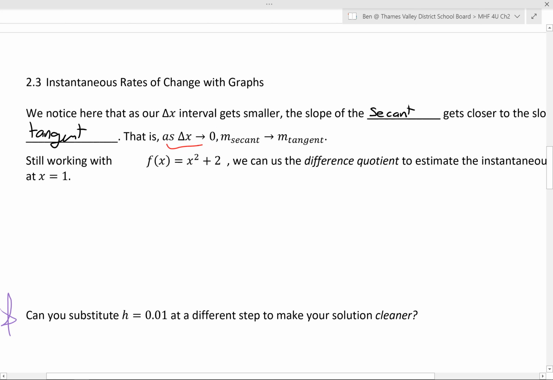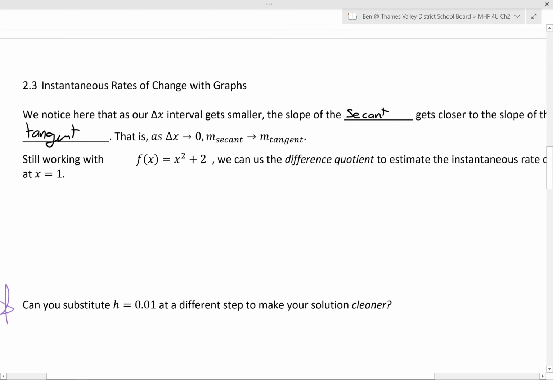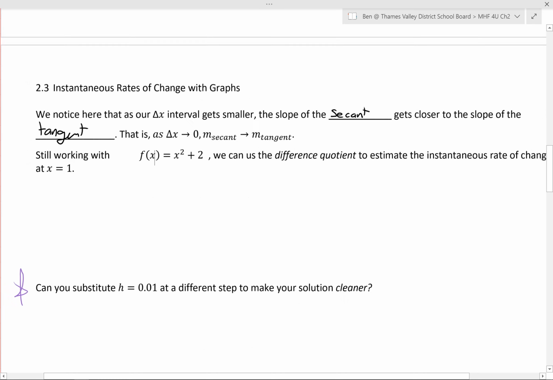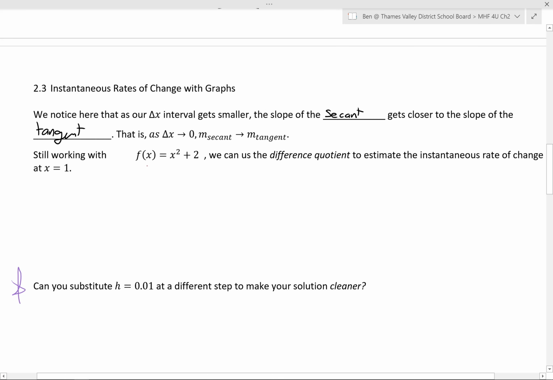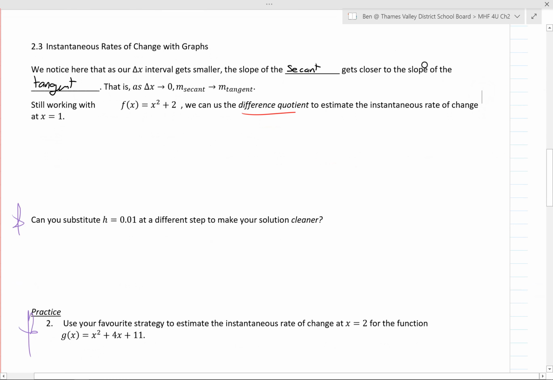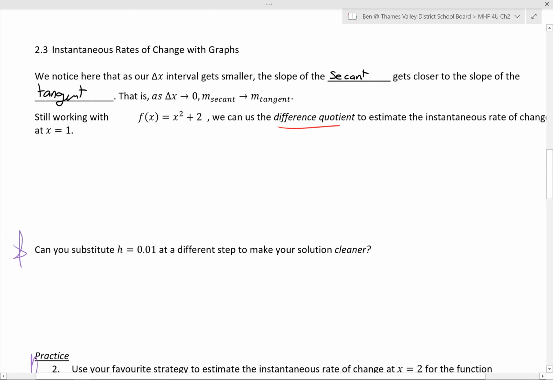So here we are, using that new notation, and hopefully we're able to follow it and connect our previous work there. Now still, if we're working with f of x equals x squared plus 2, we can use our difference quotient, which we practiced yesterday, to estimate the instantaneous rate of change at x equals 1. Into our difference quotient here, you should be relatively comfortable with this. So I encourage you, pause it, try it out on your own, and then you're about to see the answer pop up in a moment here.